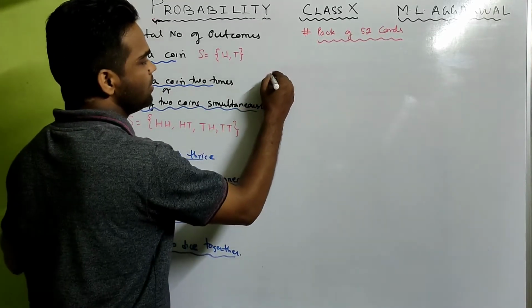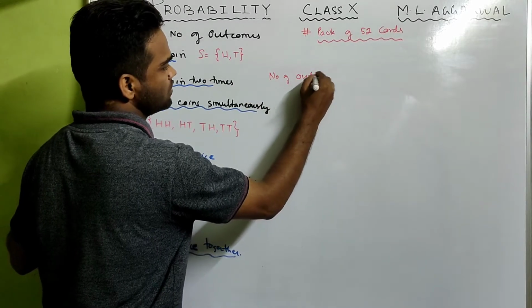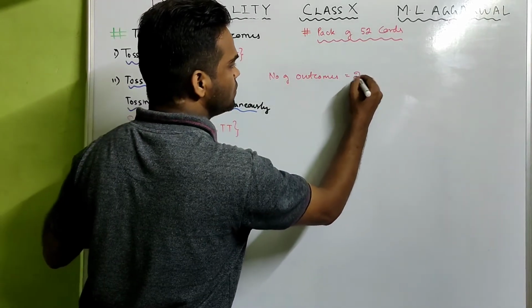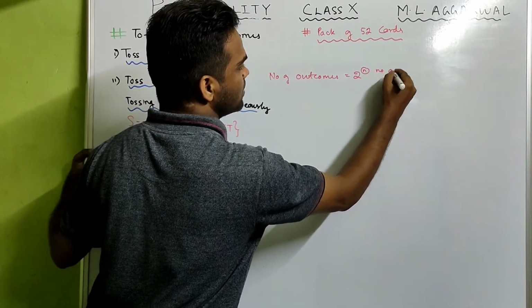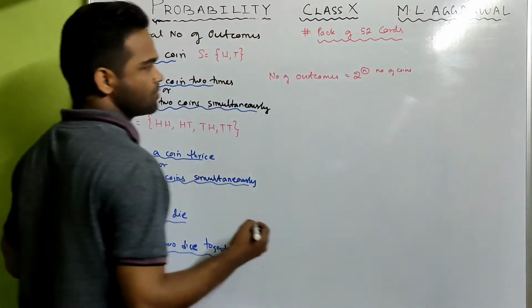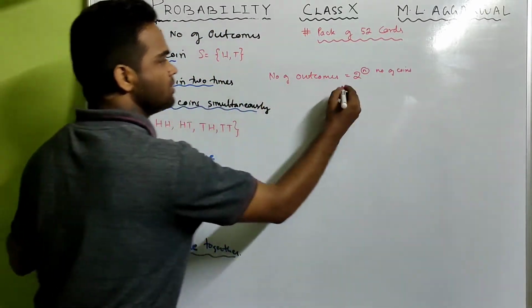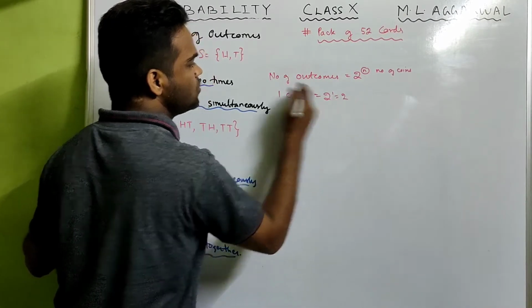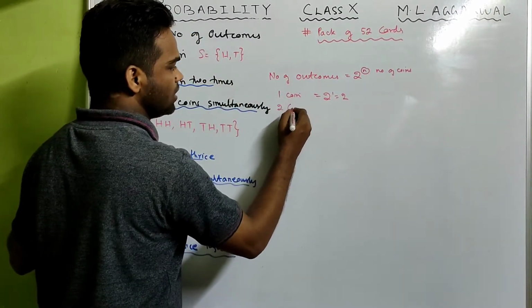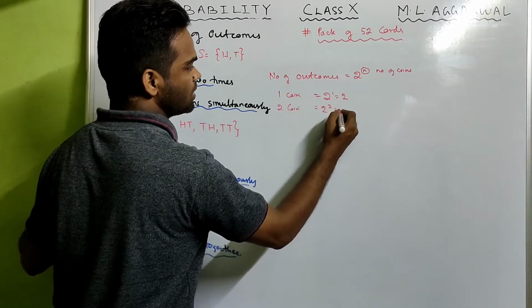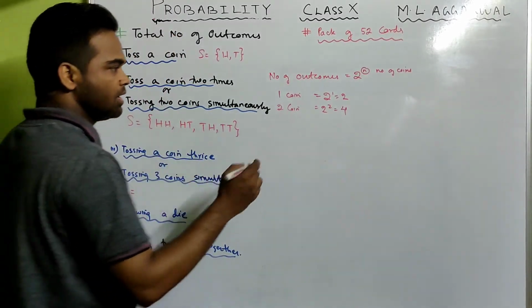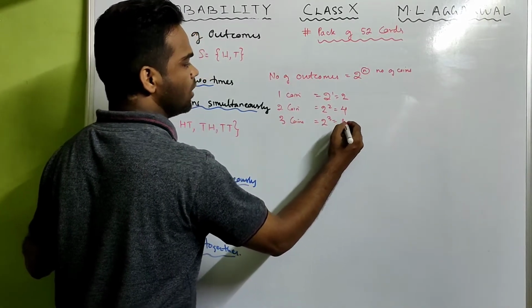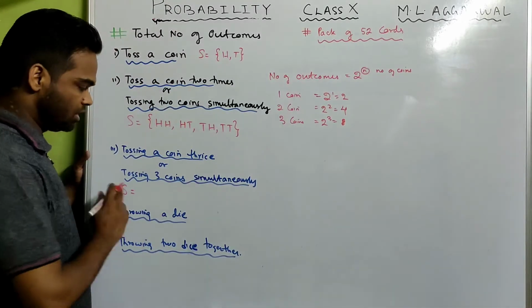See, the total number of outcomes when you toss coins will be 2 to the power n, where n is the number of coins. So when you take one coin, it will be 2 to the power 1, that's 2 outcomes. When you take 2 coins, it will be 2 squared, that's 4 outcomes. When you take 3 coins, it will be 2 cubed, that's 8 outcomes. There will be 8 outcomes.